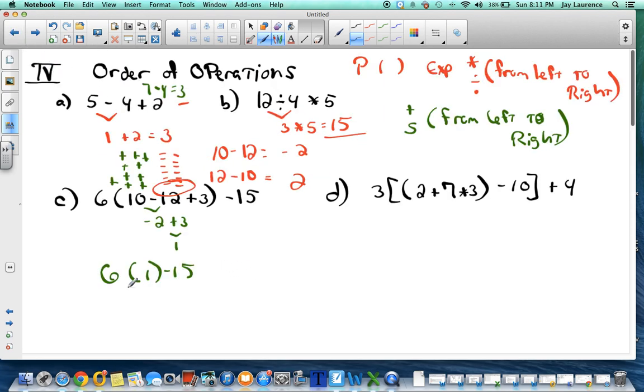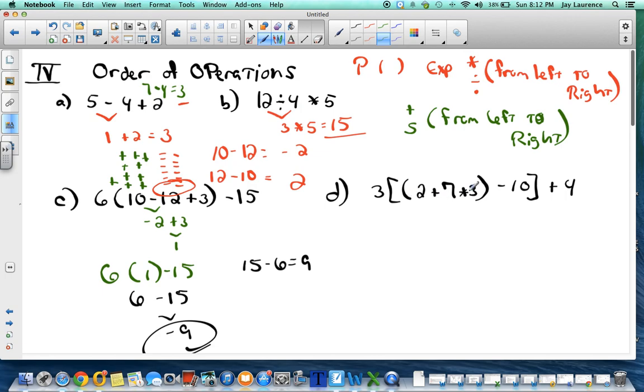Okay, so here I have to follow the order of operations. The number next to parentheses means multiply, so I'm going to multiply. Then I have to take 15 away. Now remember, this is the same problem as that, only the sign will be the inverse. Well, that would be 9. So this must be negative 9. There we go.